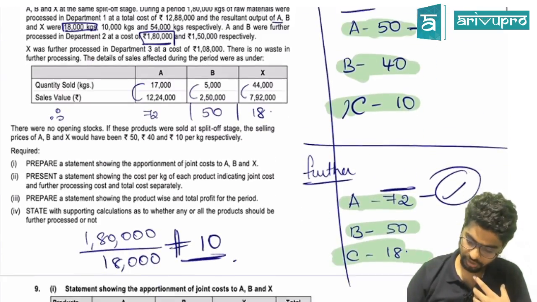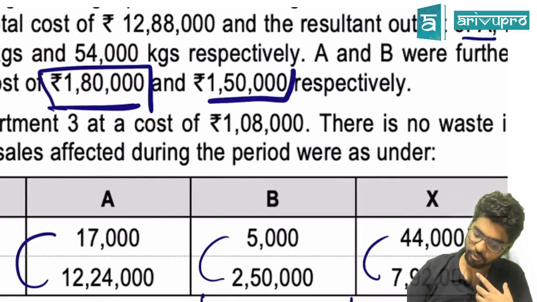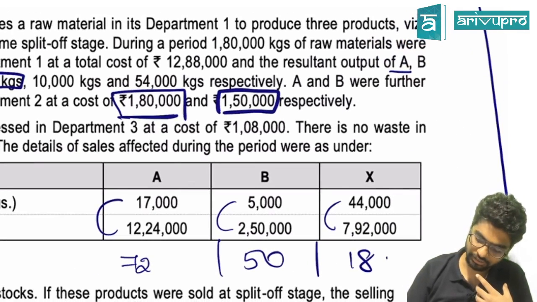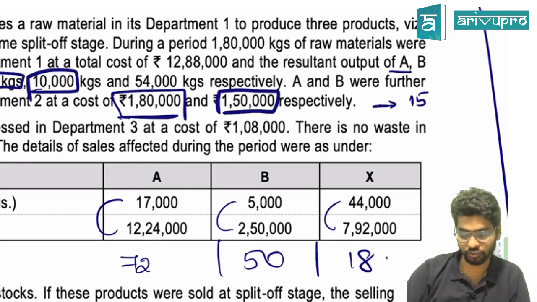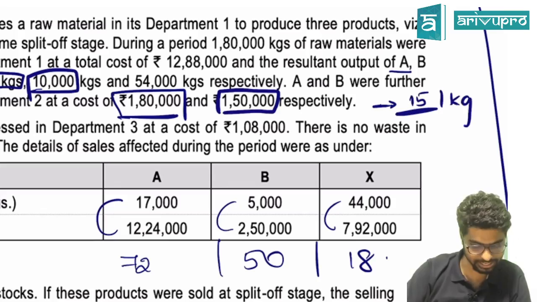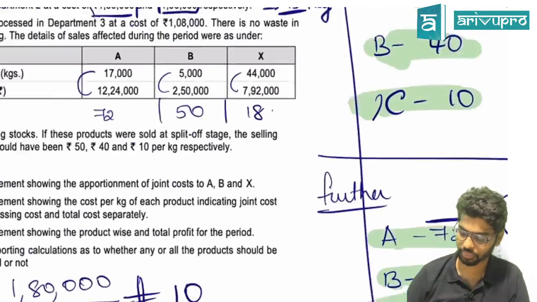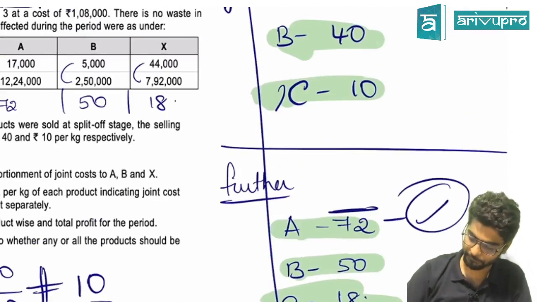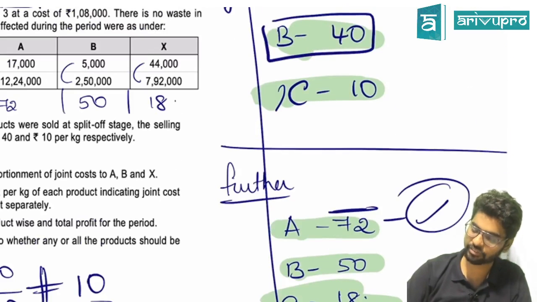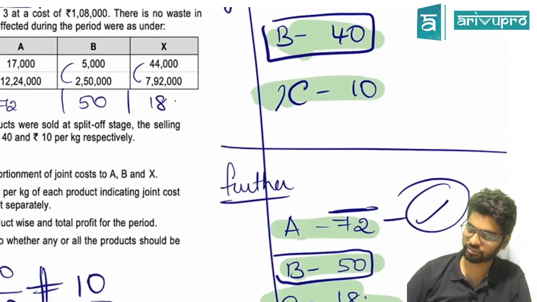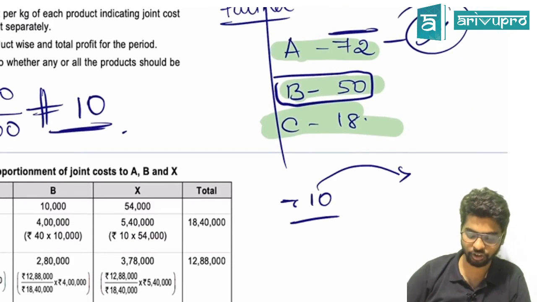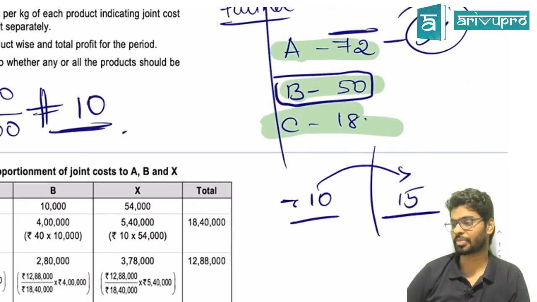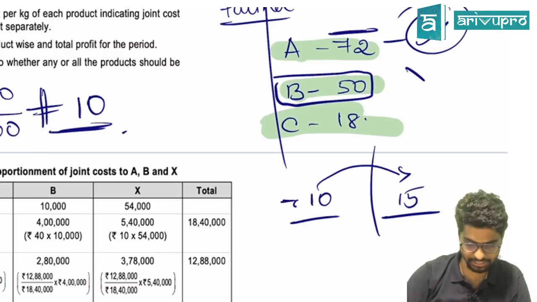B, see here, 1,50,000 you will be spending on 10,000 kgs. That means per kg additionally how much are you getting? You have to spend additionally 15 per kg. Yes or no? Now see here, B, originally you were making 40, now you will make 50. You are getting additional revenue of 10. To get an additional revenue of 10, you have to spend 15. Will you produce? So B is no.